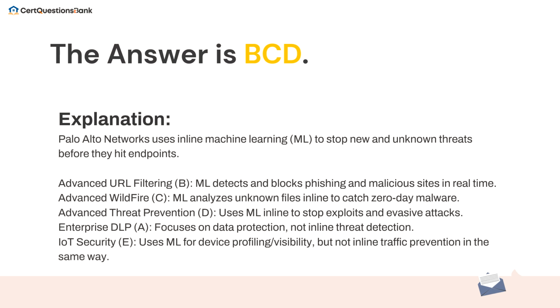Enterprise DLP, (A), focuses on data protection, not inline threat detection. IoT Security, (E), uses ML for device profiling and visibility, but not inline traffic prevention in the same way.